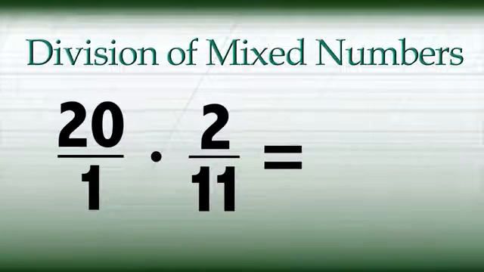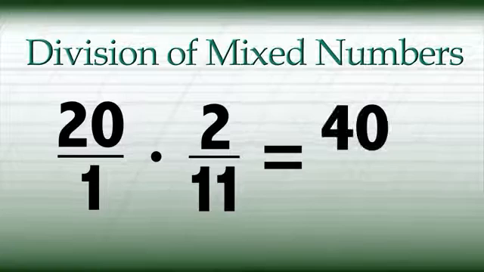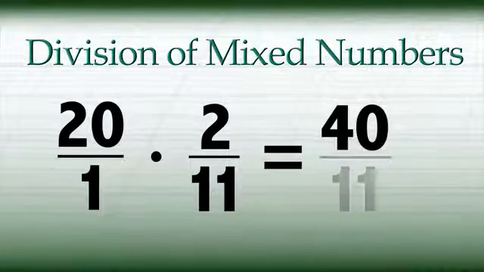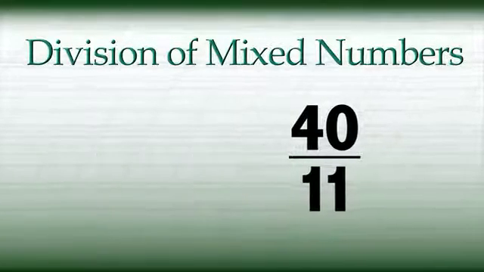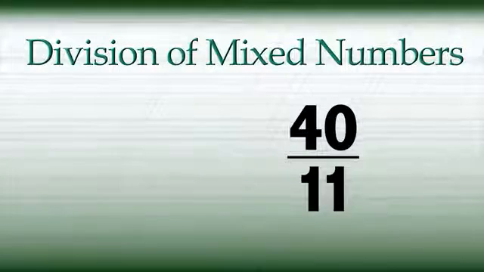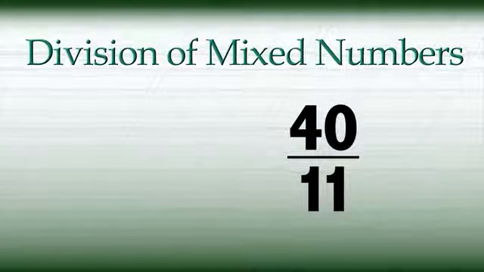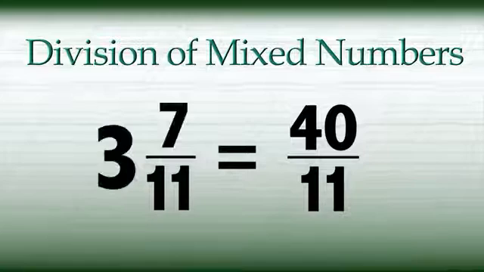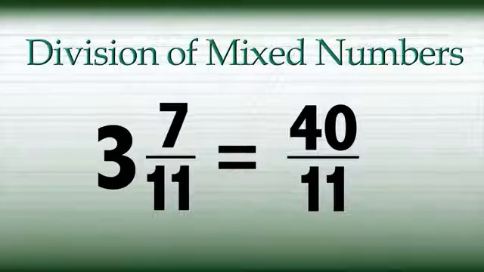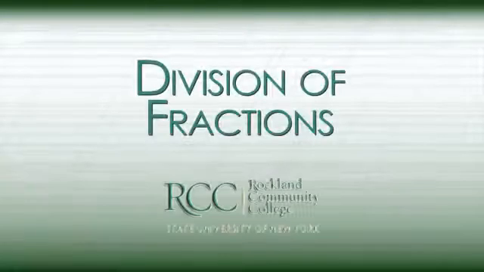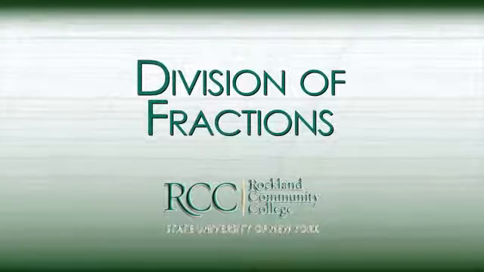Multiply the numerators, 20 times 2, and the denominators, 1 times 11. So the answer is 40/11, or equivalently 3 and 7/11. That concludes this lesson on dividing fractions.